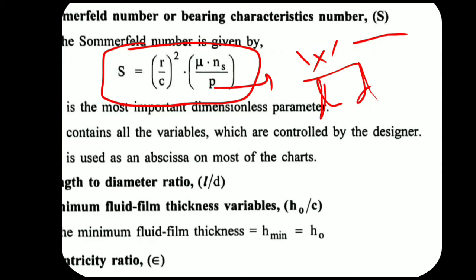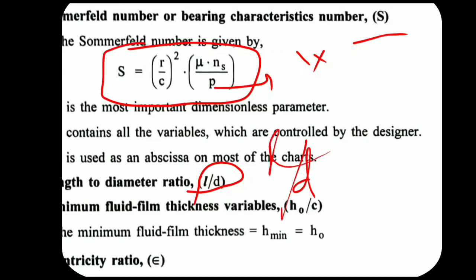In the case of the Sommerfeld number, P is the bearing pressure, that is load W by L into D, the length and diameter of the bearing. So that they have defined, and the Sommerfeld number is calculated this way. The second parameter they explained is the length to diameter ratio, L by D. Theoretically they suggested that the length and diameter of the bearing should be such that L by D is 1.